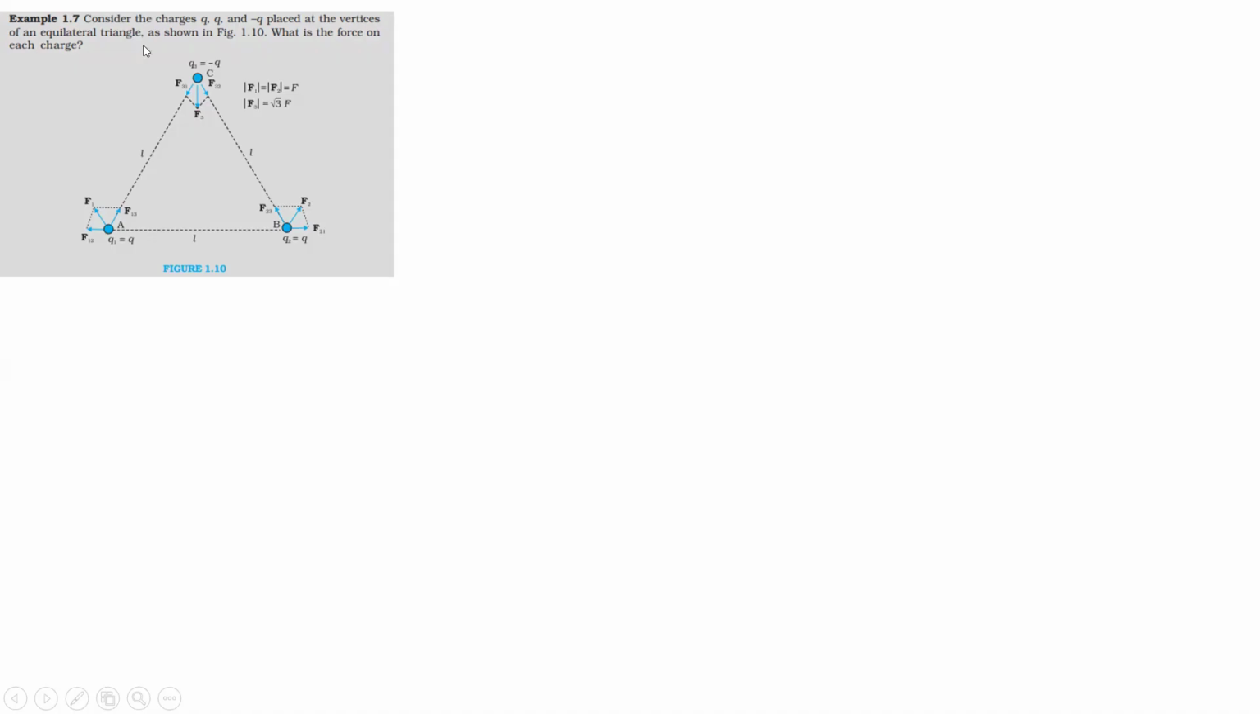Example number 1.7. Consider the charges Q, Q and minus Q placed at the vertices of an equilateral triangle as shown in the figure. What is the force on each charge? Okay, here total 3 charges are given. This is Q, at point B also Q, but at point C let us take minus Q. We have to find the force on each and every charge.